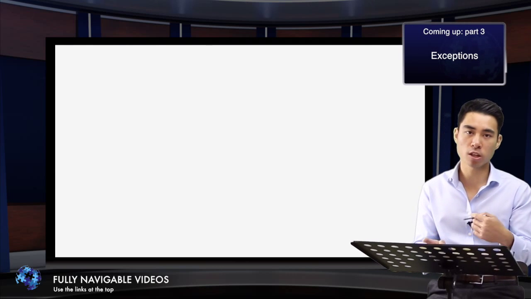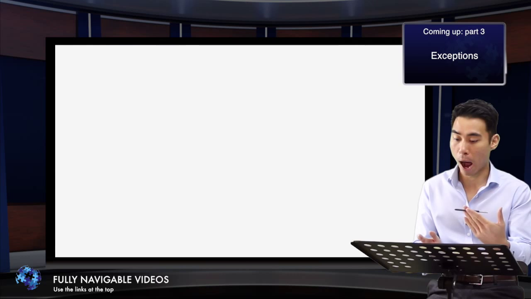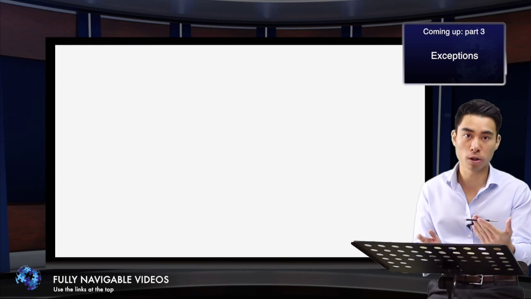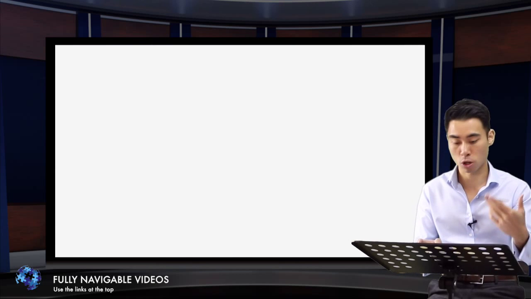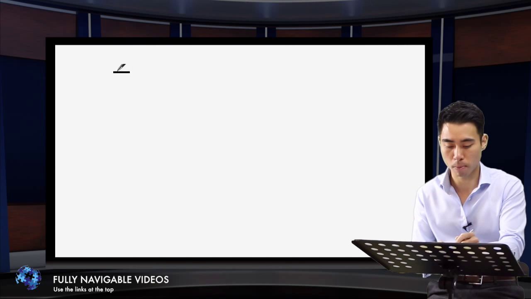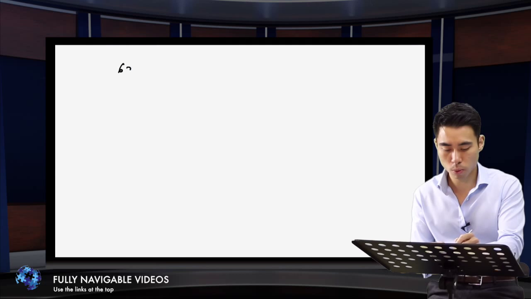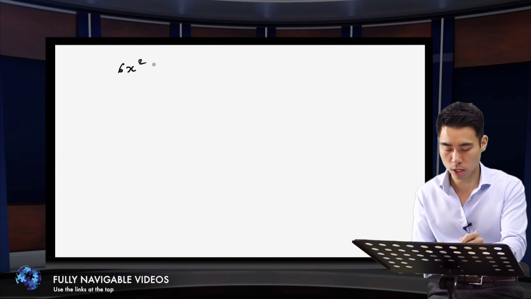So broadly speaking, this video is going to be split up into two parts. Fairly straightforward. We're just going to go through two examples. So obviously part 1 is going to be the first example, part 2 is going to be the second example. Alright, so the first one we're going to look at is this: 6x squared plus x minus 2.